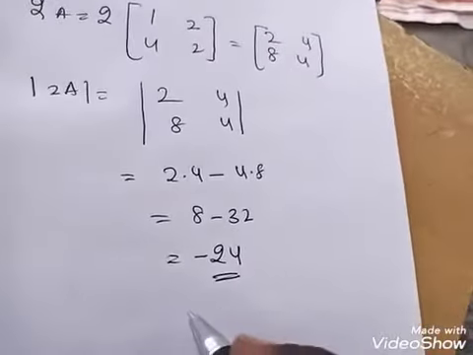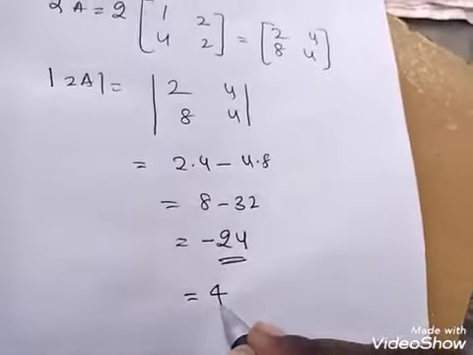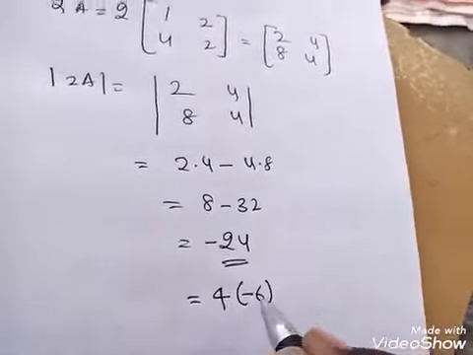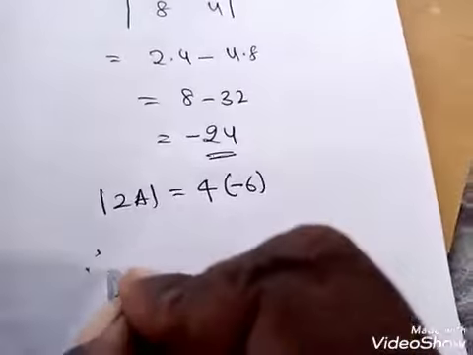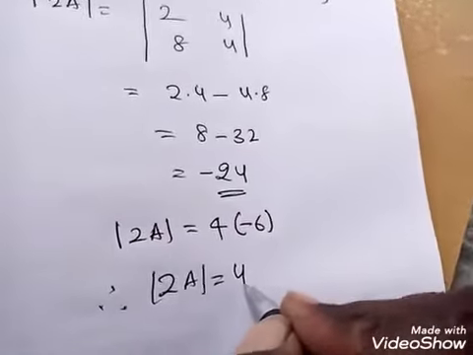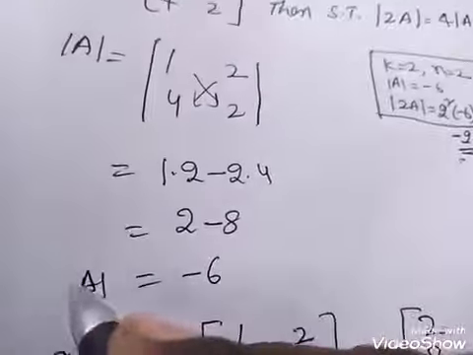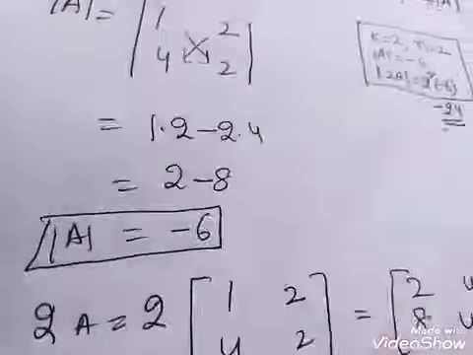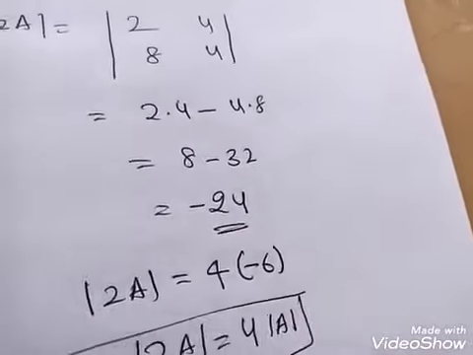That means, observe here, minus 24 you can write as 4 into minus 6, that is det of 2a. Therefore det of 2a is equal to 4 into minus 6. What is the minus 6? Minus 6 is nothing but det a. Therefore you can write 4 into det a, hence proved.